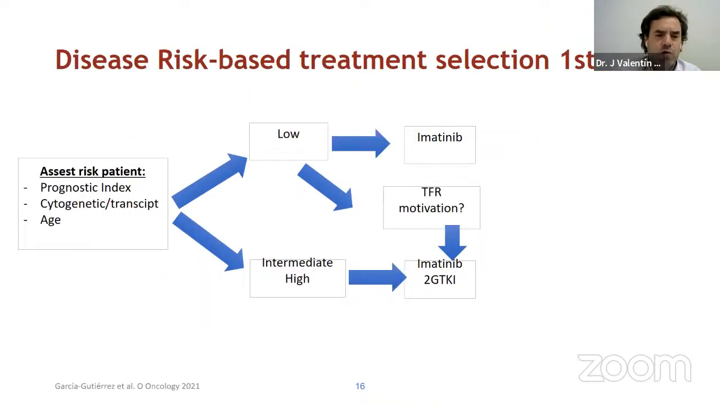So for the first line, we could use this algorithm in which we need to know the risk of the patient regarding prognostic index, cytogenetics, transcripts, and probably in the near future the somatic mutations, the mutations associated with cancer, and the age. For those patients that are considered low risk, they are going to do fine with imatinib. There is not really a need to start treatment with a second-generation TKI. However, for those patients that are considered intermediate or high risk, we should take into consideration a second-generation TKI because it's probably the best treatment option.